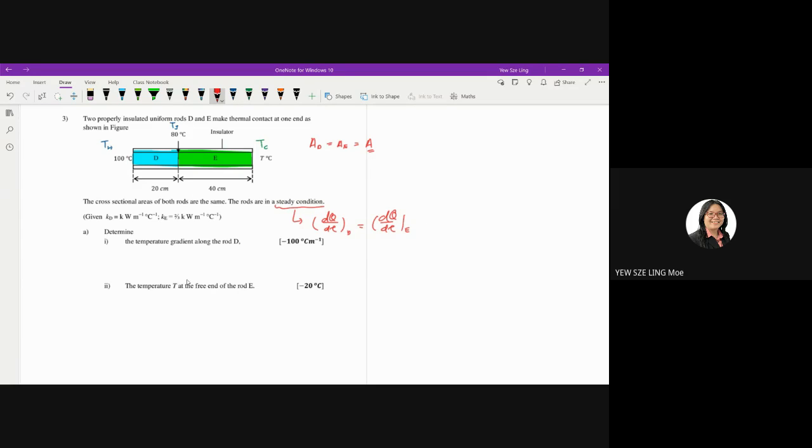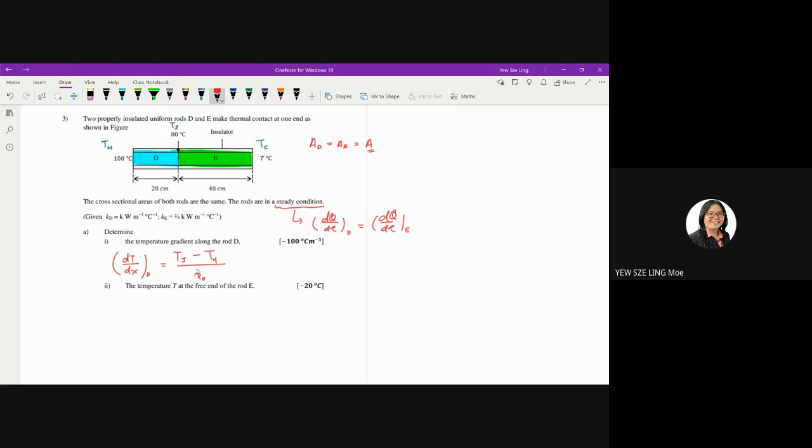Now let's see question 1. Determine the temperature gradient along rod D. Now you want dT over dx. So dT over dx for rod D is equal to T final, in my case along rod D, is TJ, the T along the joint, minus TH, the hot end, divided by XD.